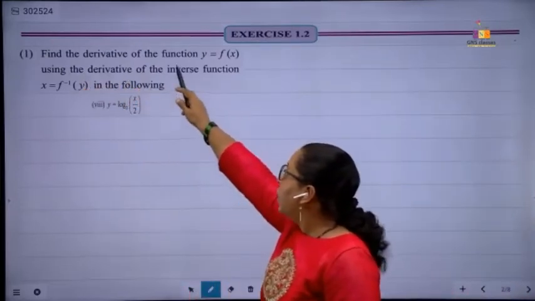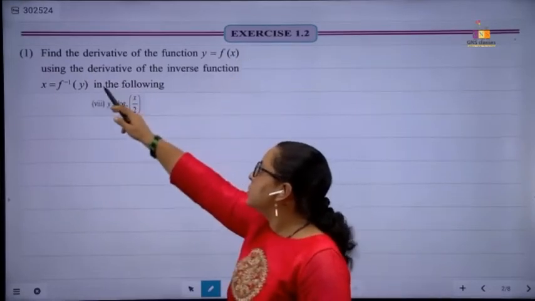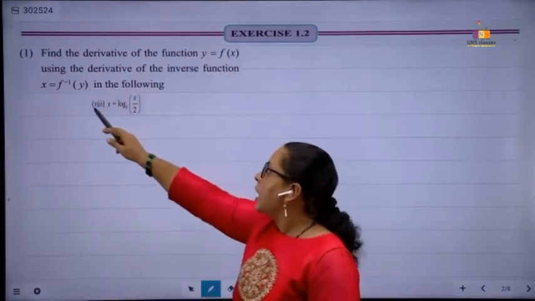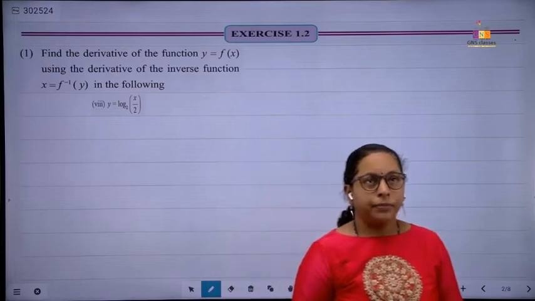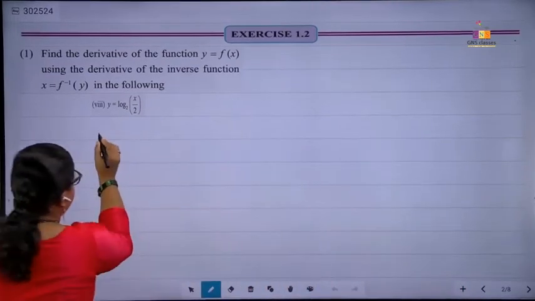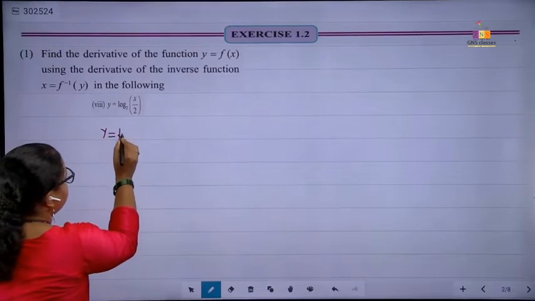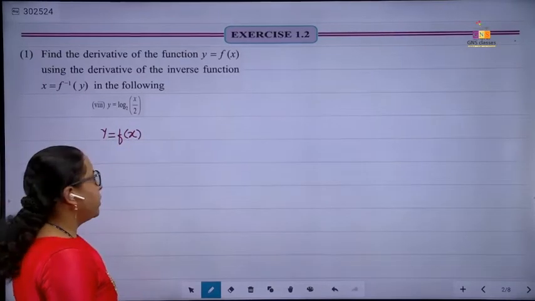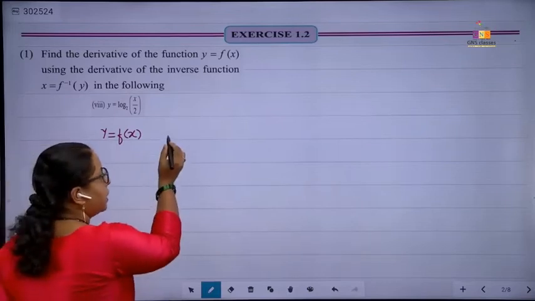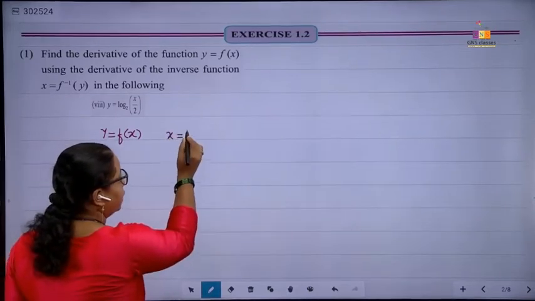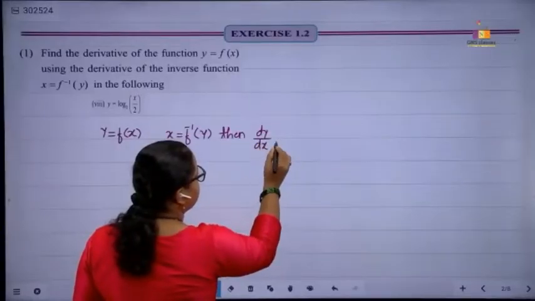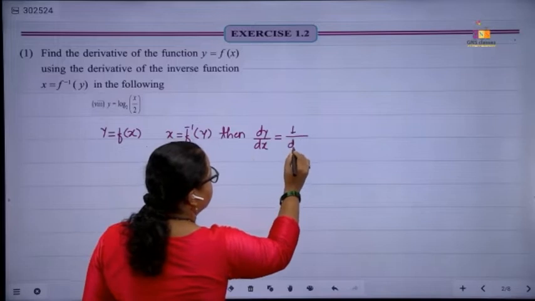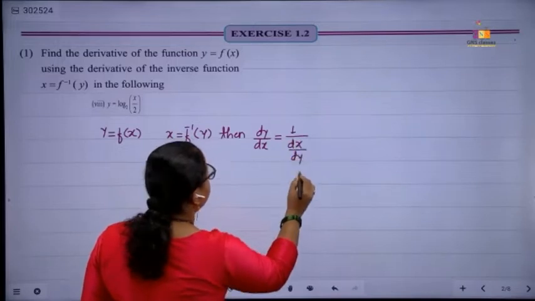Find the derivative of function y is equal to f of x using the derivative of inverse function x is equal to f inverse of y in the following function. We know that when y is equal to f of x is a differentiable function of x and x is equal to f inverse of y exists, then dy by dx is equal to 1 upon dx by dy or vice versa.